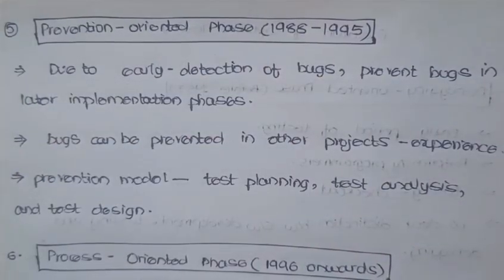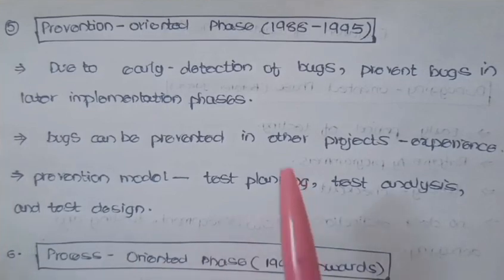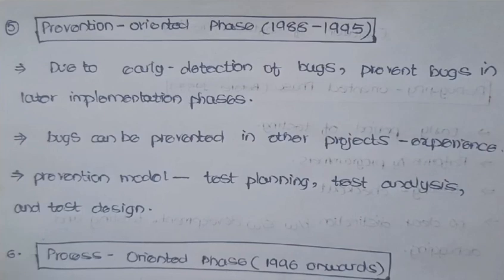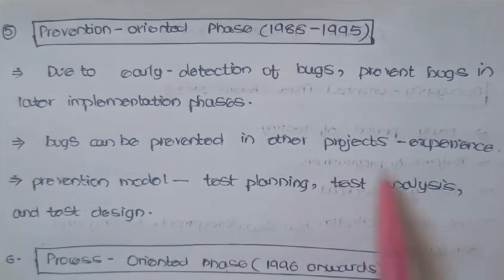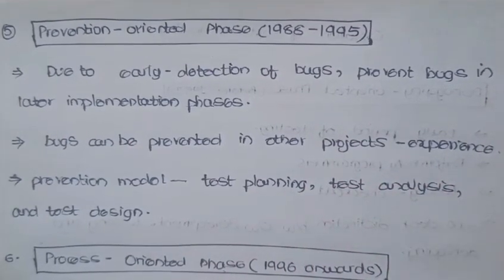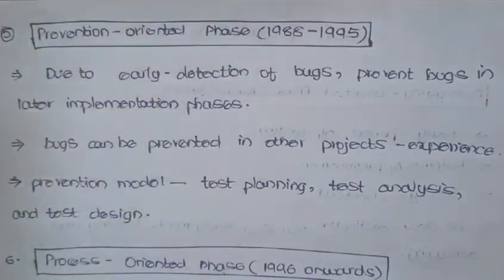The fifth phase in software testing is called the prevention oriented phase, between 1988 and 1995. In the previous phases, as we discussed, due to the early detection of bugs, we decrease the post-implementation and implementation errors, which in turn reduces the cost. So here we can prevent bugs in the later implementation phases due to early detection of bugs. Bugs can also be prevented in other projects due to the experience from the current projects. When we detect bugs in the present project, we can use that experience in the next projects to prevent those bugs from occurring again.